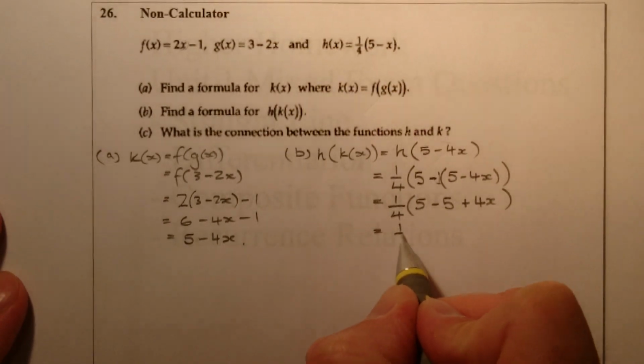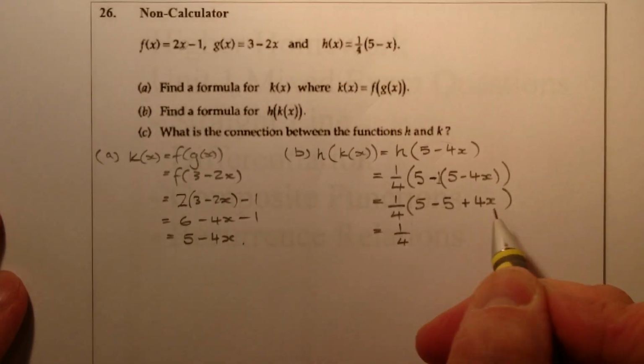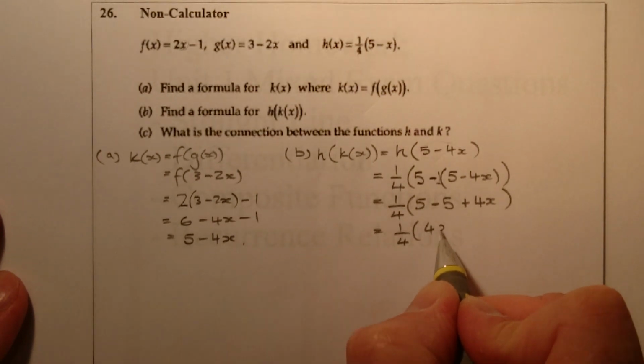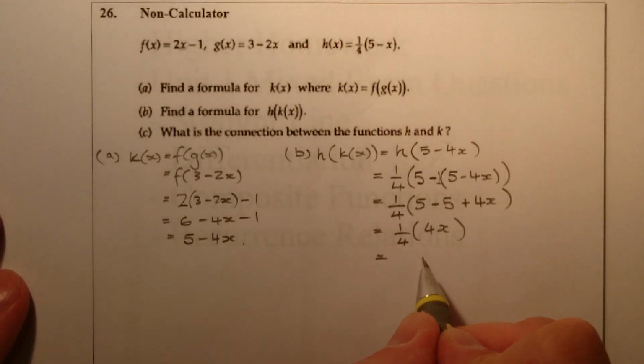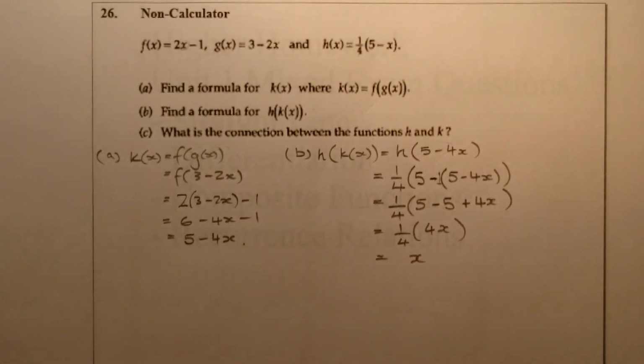If I gather up what I can here, 5 take away 5 is 0. So what I've got left inside that bracket is just 4x. And a quarter of 4x leaves me with x. And that should let me know something. That should help me with part C.